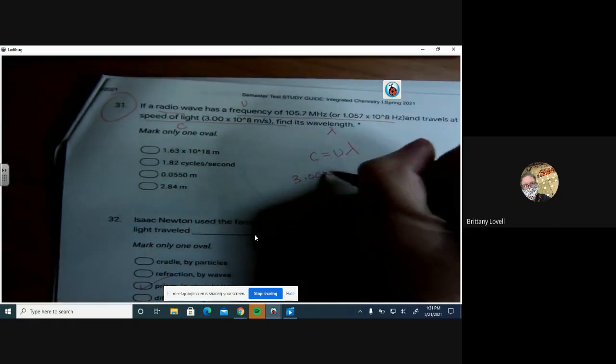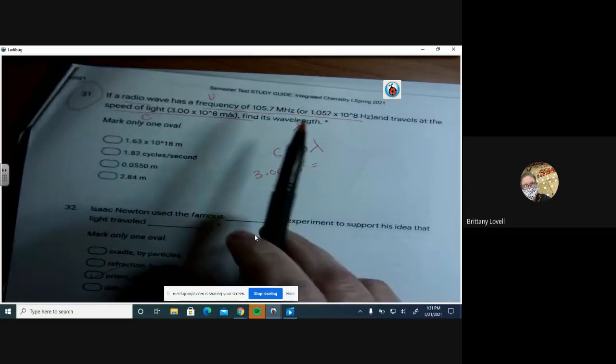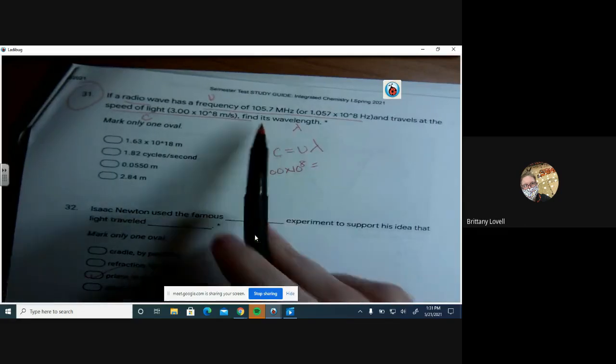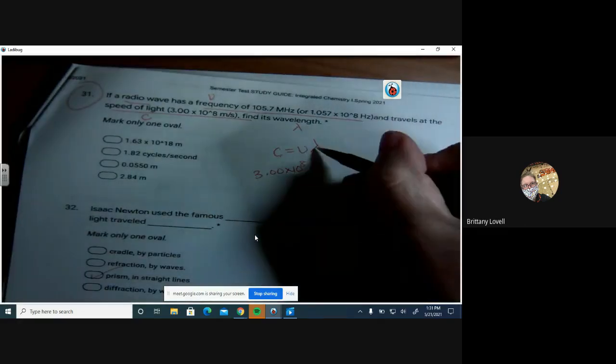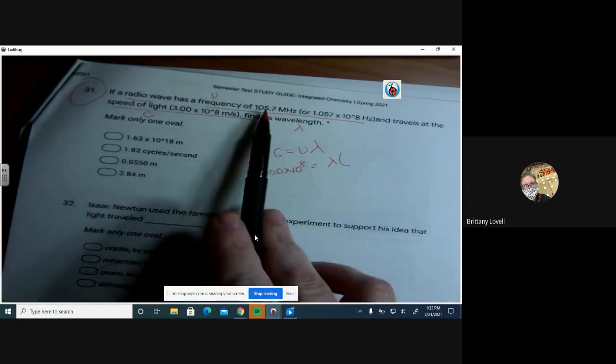I'm going to go ahead and put in what I know. It's 3.8 meters per second. And I'm going to set that equal to, I'm looking for wavelength, find its wavelength. So I don't know the wavelength, so I'm going to go ahead and just write that down. I'm looking for that, times frequency. Now here's the thing. They give you 2 different values here, so how do you know which one to use?